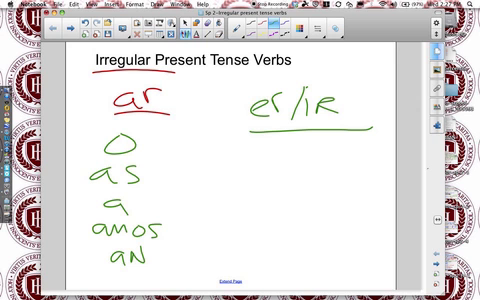If you don't know this, soon these things will be posted up too after Labor Day. I have more things posted and hanging on the walls. But there they are, the endings. You take off the AR and you add one of the new endings. We all know this basic concept, yes? And, of course, for ER-IR, it's almost identical.